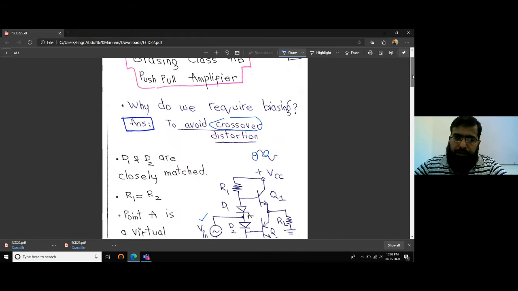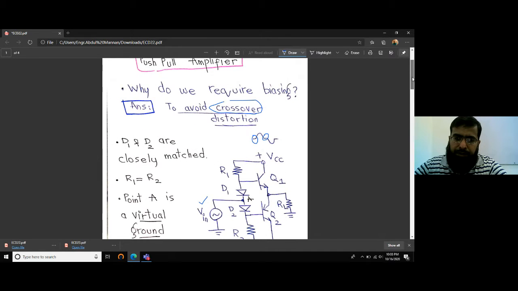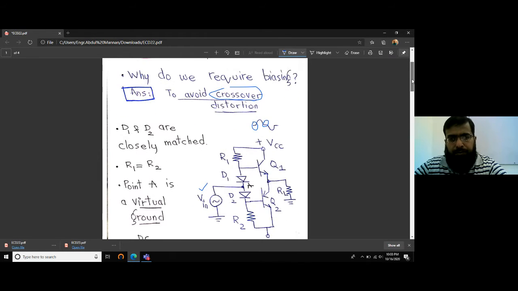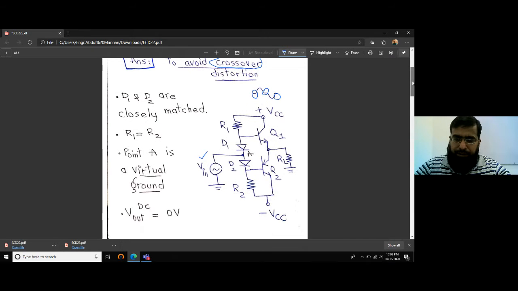So in this lecture, we'll study a very simple technique to combat this problem. How can we handle this crossover distortion that we get in every half cycle? Using two diodes, D1 and D2. This is the difference between the circuit that we studied in the last lecture and this circuit. The difference is these two diodes, D1 and D2. Let's see what's the purpose of these two diodes.